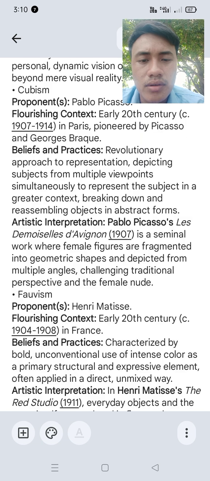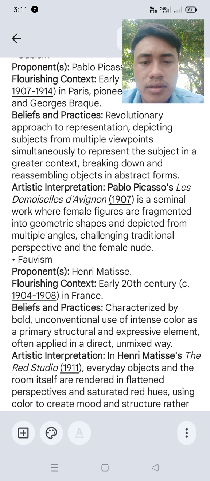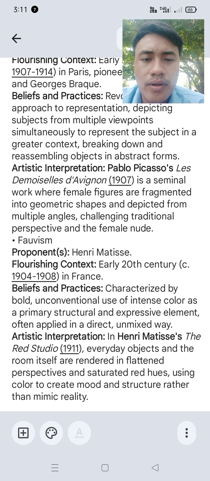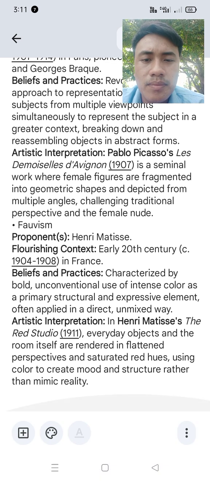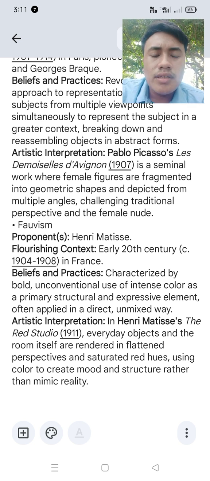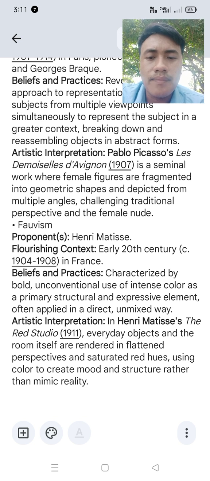Artistic interpretation: Pablo Picasso's Les Demoiselles d'Avignon, 1907, is a seminal work where female figures are fragmented into geometric shapes and depicted from multiple angles, challenging traditional perspective and the female nude.